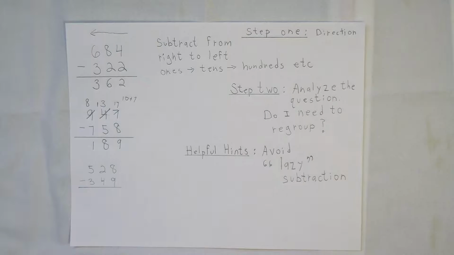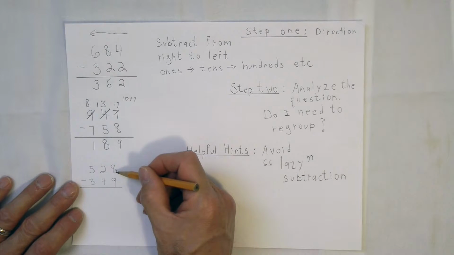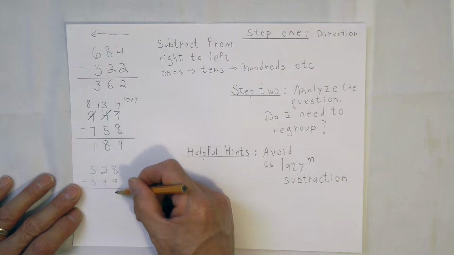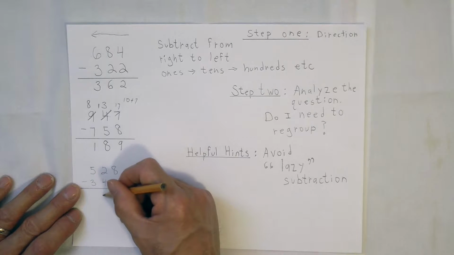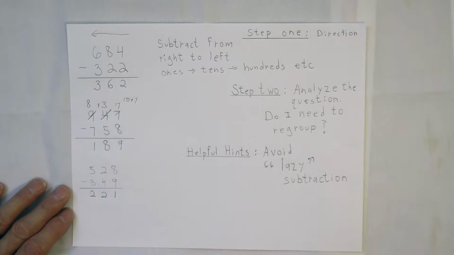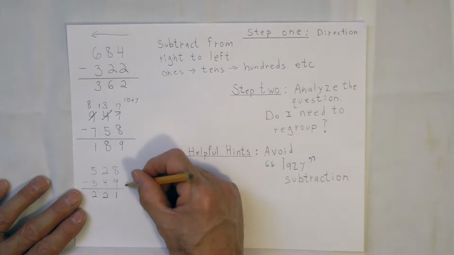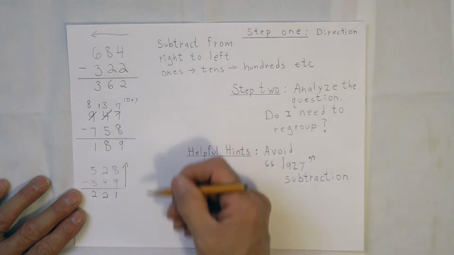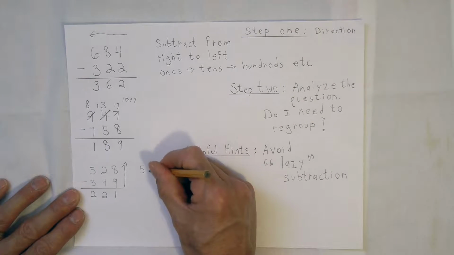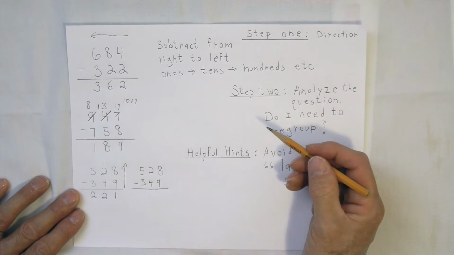Another helpful hint I would like to remind you of is to avoid lazy subtraction. Lazy subtraction happens like this. A student looks at the question, does it very quickly, and thinks, this is easy. 9 minus 8 is 1, 4 minus 2 is 2, and 5 minus 3 is 2. That is incorrect. Lazy subtraction happens when we subtract up instead of down. So let's do this question properly. This is a no-no, subtracting up.